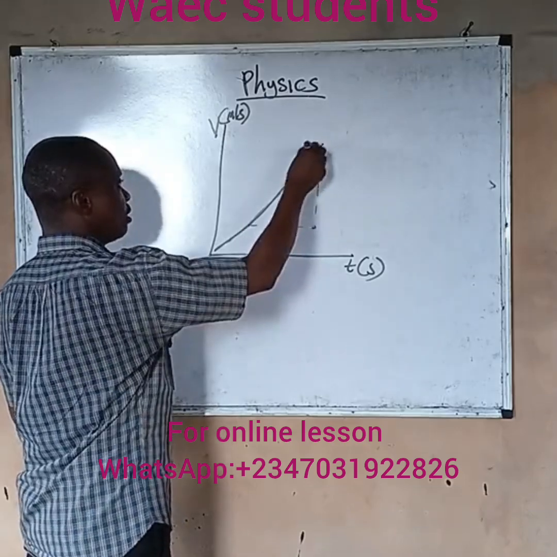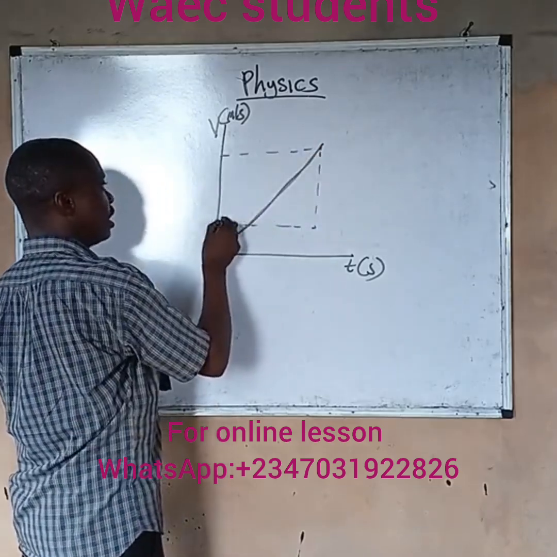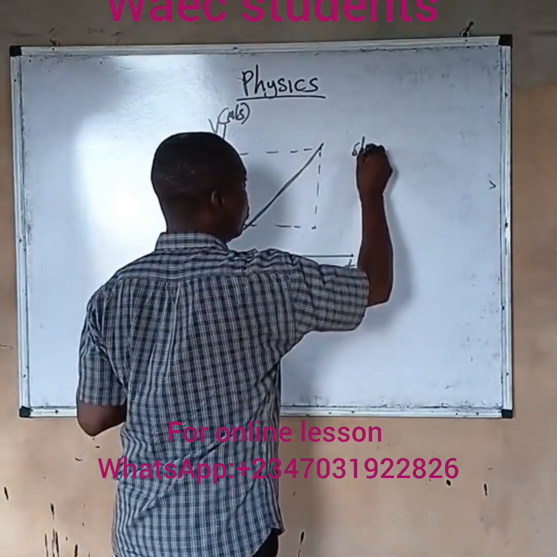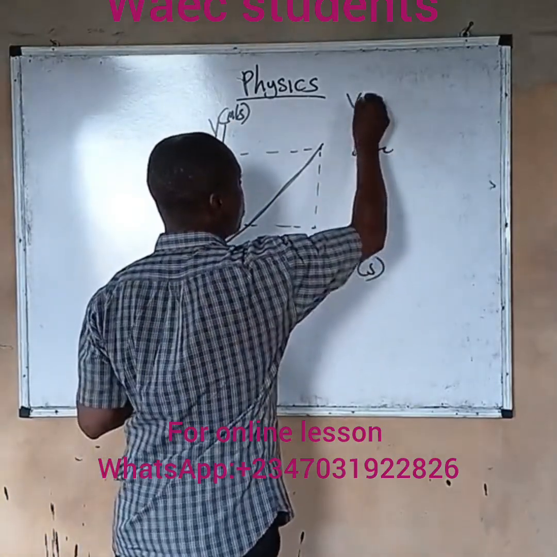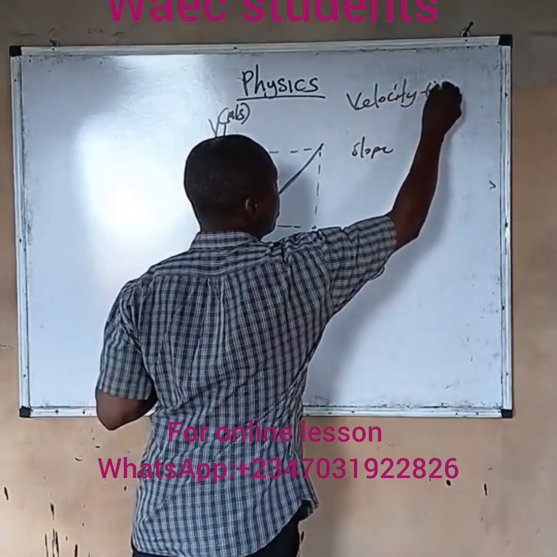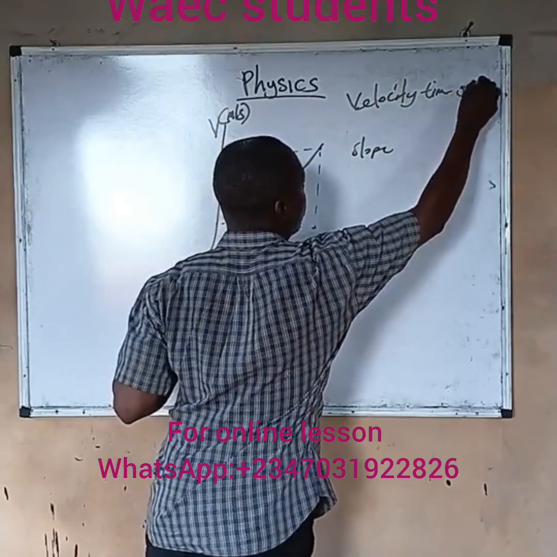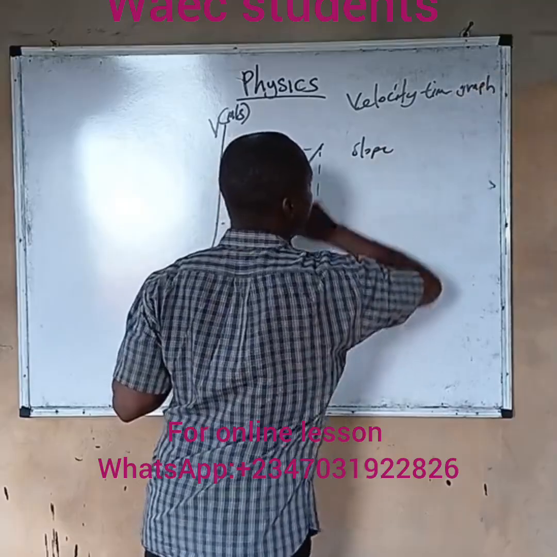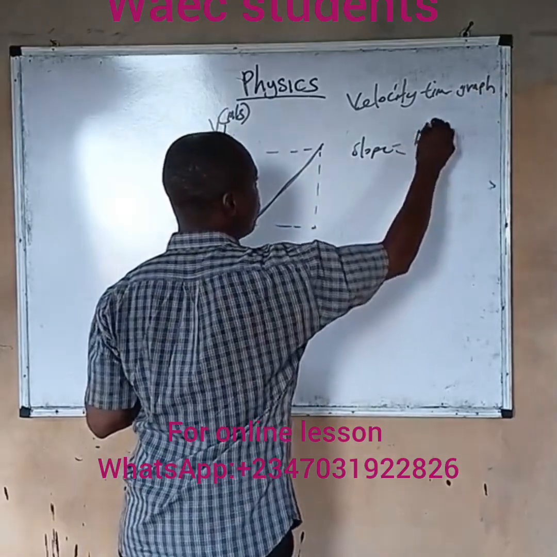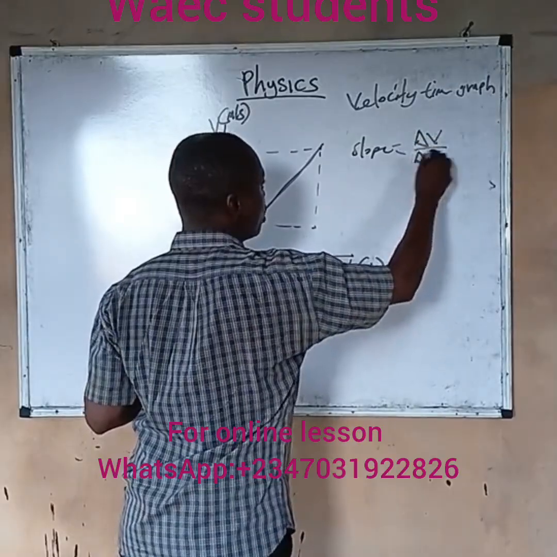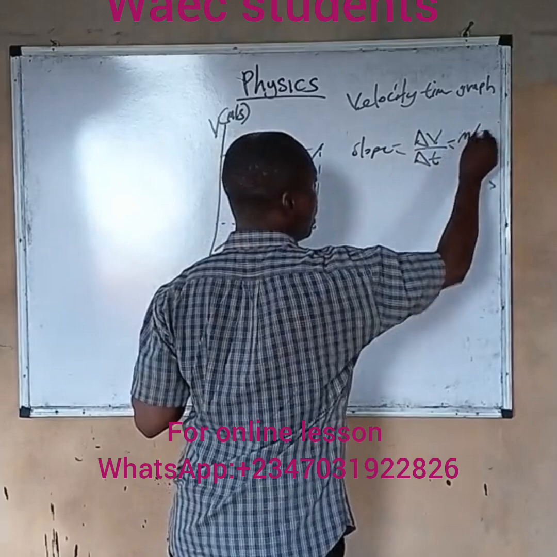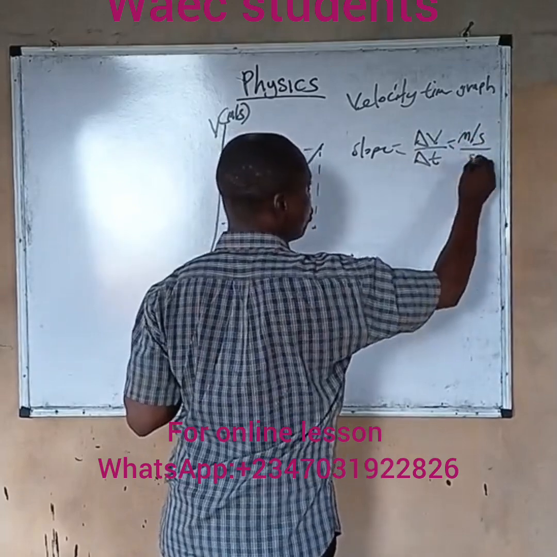Slope is usually increase in y over increase in x, which means the y-axis is v. That is the slope. This is the velocity time graph. The slope is increase in v over increase in time. Now, the unit for velocity, as you know, is meter per second, divided by the unit for time, which is second.